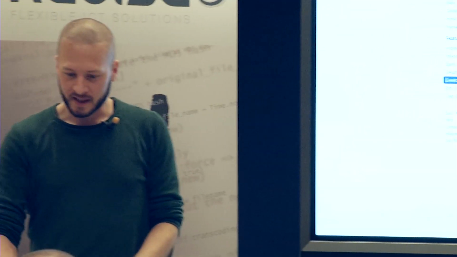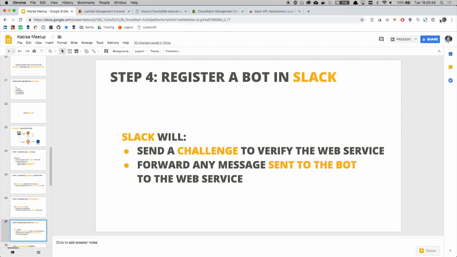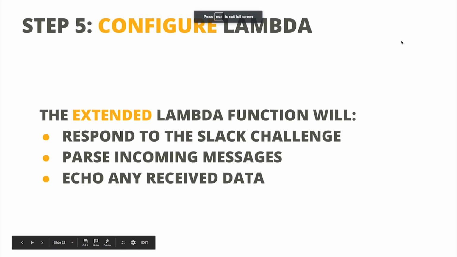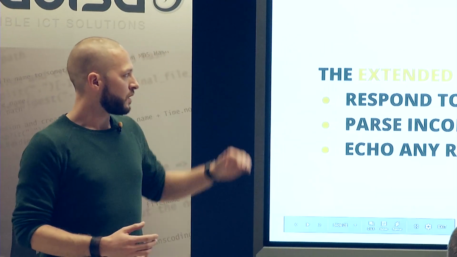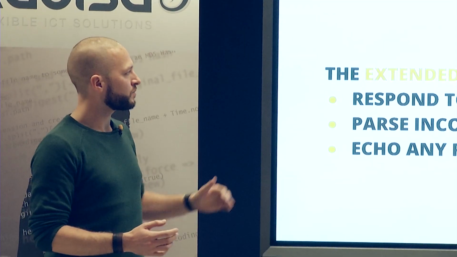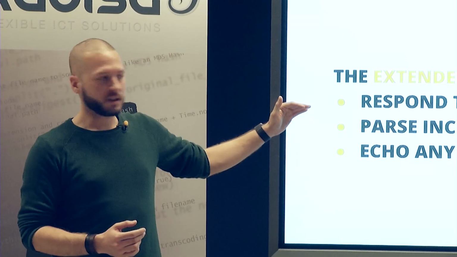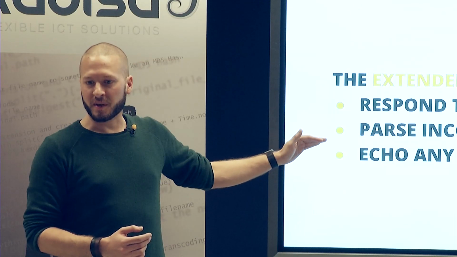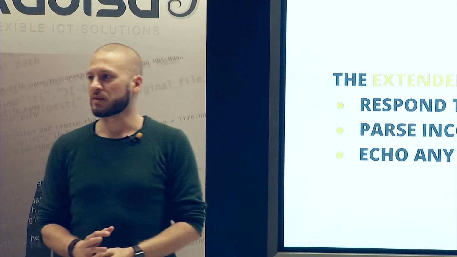So that's the next step. Looking back at the slides, we'll have to configure the Lambda. So the extended Lambda function, which is extended compared to the previous version, will respond to the Slack challenge, parse incoming messages, and echo any received data. And by echo, I mean literally echo. So I say something to the bot, and the bot says it right back at me, which could be annoying, but let's just use it as a demonstration.